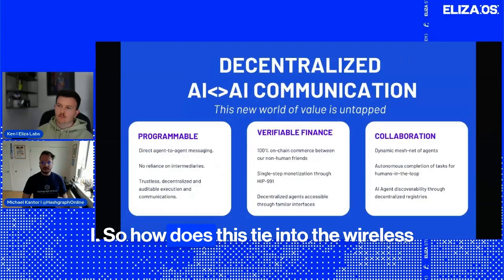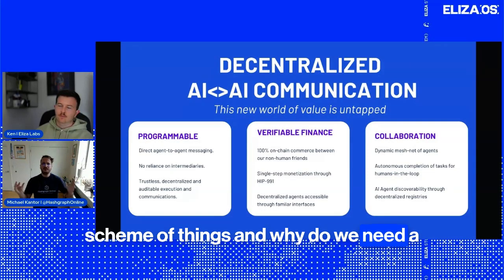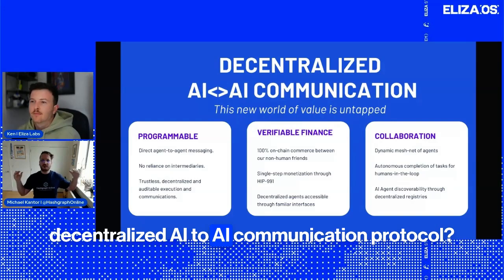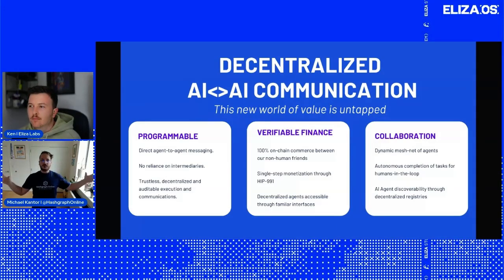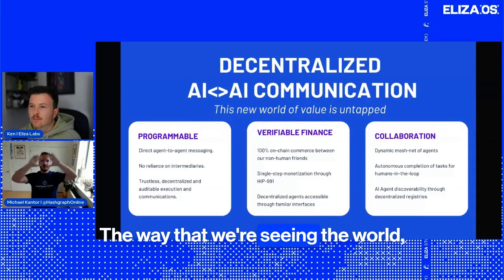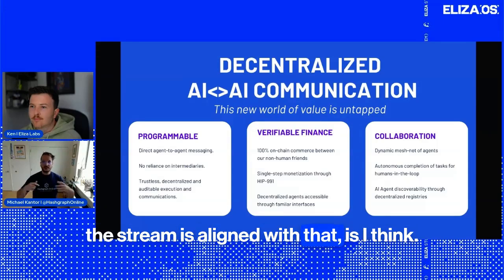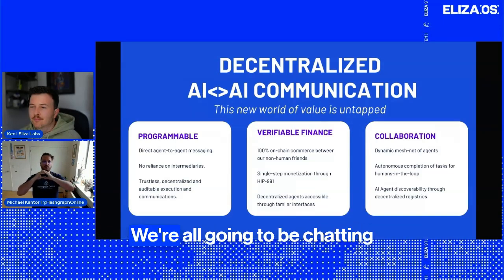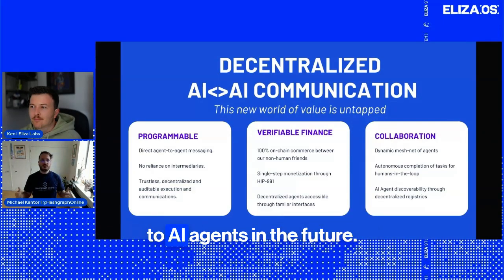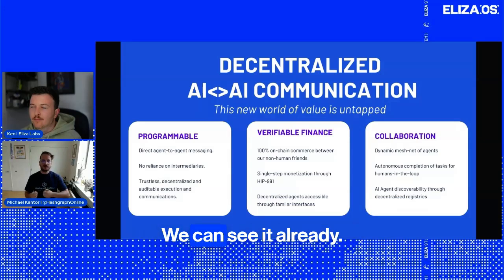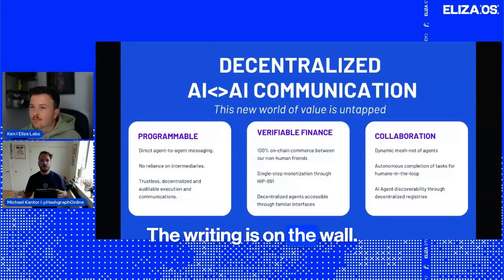So how does this tie into the wider scheme of things, and why do we need a decentralized AI to AI communication protocol? The way that we're seeing the world, and I don't know if everyone watching the stream is aligned with that, is I think we're all going to be chatting to AI agents in the future. We can see it already.